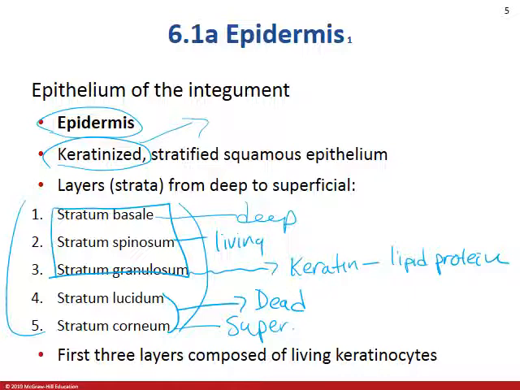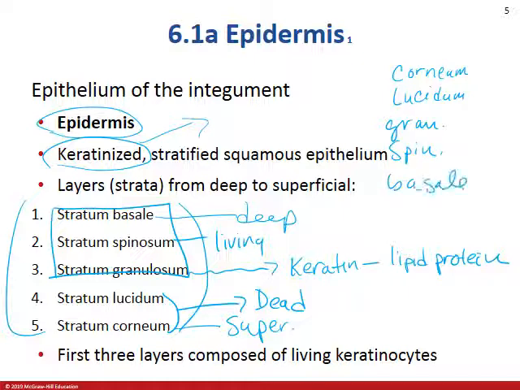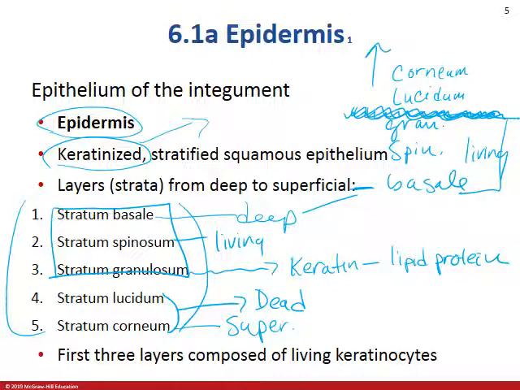Another way to look at this is start at the top. So corneum, lucidum, granulosum, spinosum, basal. So remember, this is the deepest layer. So what we're saying, these cells here, these are living. And then we start producing lots and lots of keratin in the cells. So then these cells are all going to be dead cells exposed to the external environment.